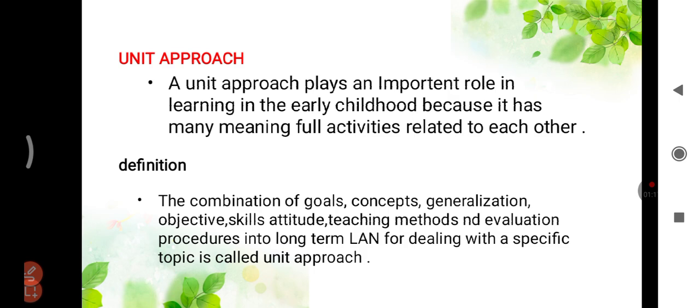Then unit approaches. The unit approach plays an important role in learning in early childhood because it has many meaningful activities related to each other. The definition: the combination of goals, concepts, generalization, objectives, skills, attitude, teaching methods and evaluation procedure into a long-term plan for dealing with a specific topic is called the unit approach.